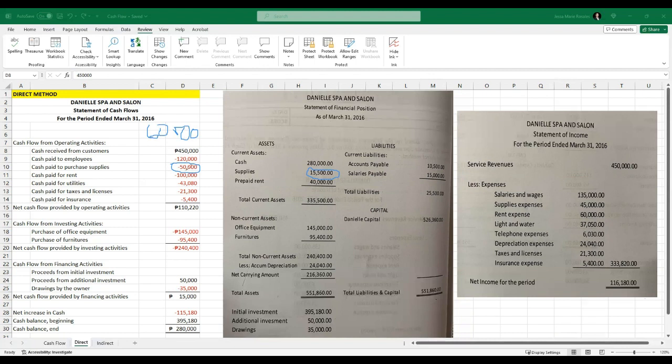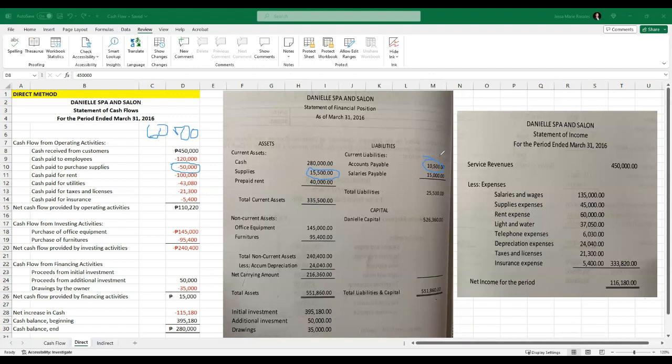So, again, nganong 50,000 lang? Because if you look at the liabilities, naa tay accounts payable na 10,500. Ang assumption nako, kining accounts payable is related to the supplies purchase. I just assumed. Because normally, accounts payable are related to purchases of supplies. Well, dili man ni siya manufacturing. So, accounts payable is normally related to supplies. So, kato siya is also part of the assumption.